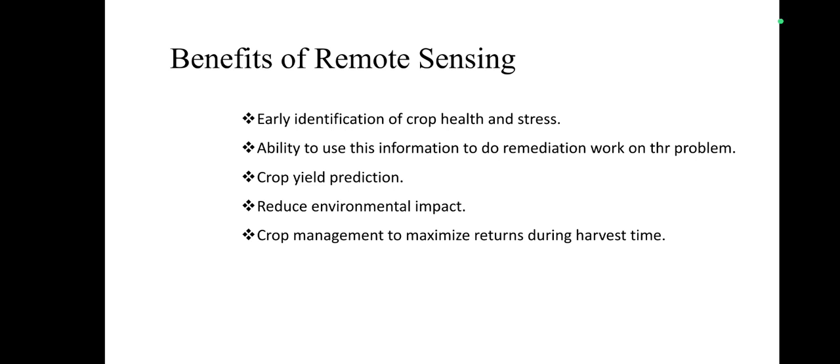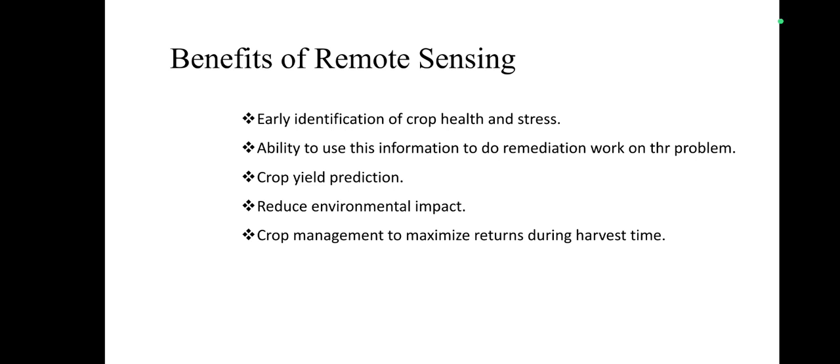The next point is the ability to use this information to do remediation work on the problem. So it is able to get the information about the problem, whether it is a rainy season or a drought season, which can be detected by remote sensing, so that the identification can be used for drought areas. Crop yield production: whether the crop can grow properly or the yield can be obtained properly can be predicted by remote sensing. Reduce environmental impact: the environmental impact can be reduced by remote sensing.